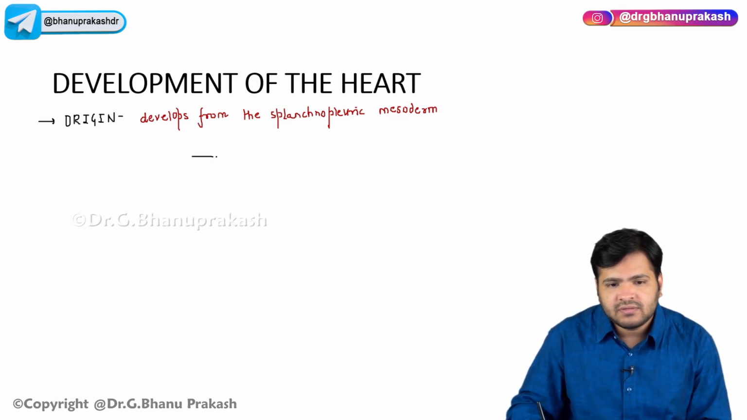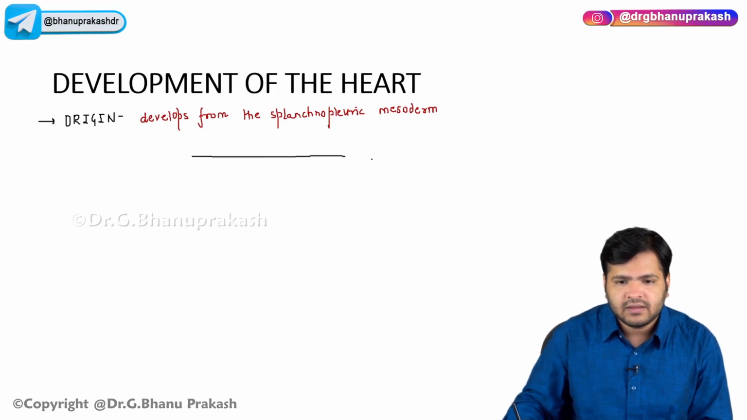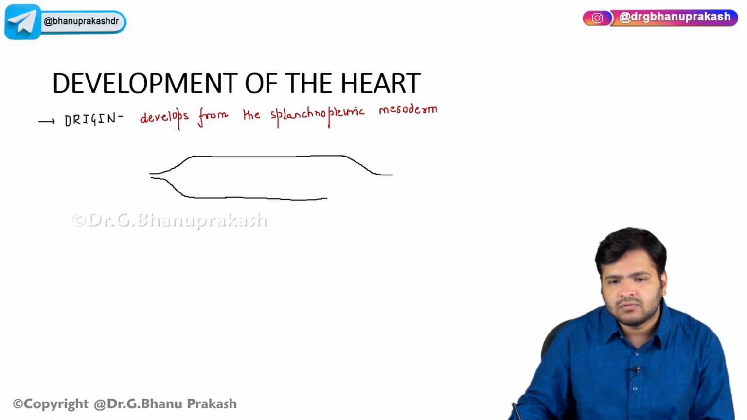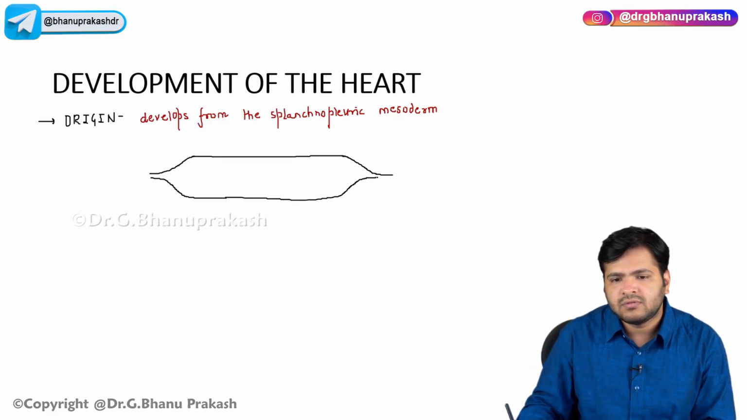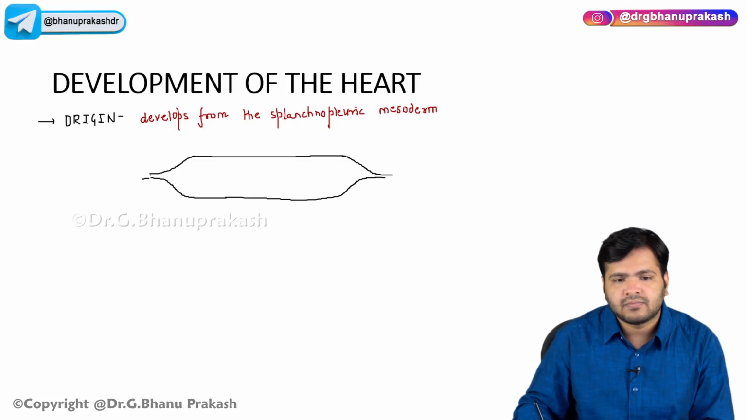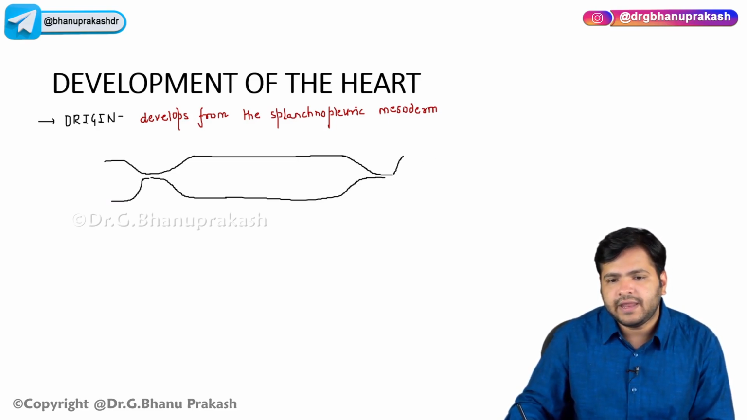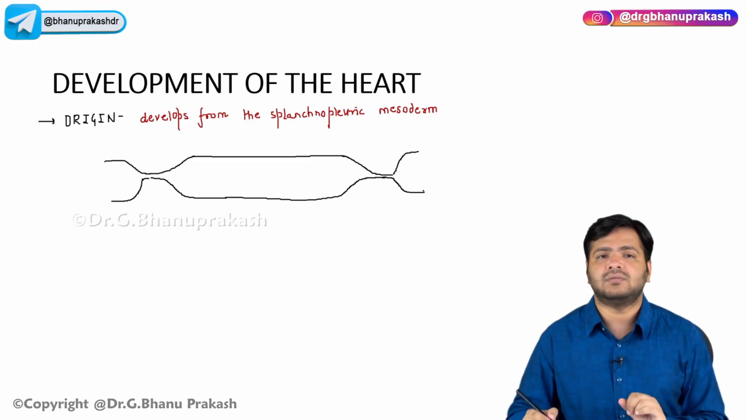Now let us suppose this is the ectoderm, and let us suppose this is the endoderm that I am drawing. Now, you already know that there are 2 points over here where ectoderm and endoderm are meeting, and there is no mesoderm in between.